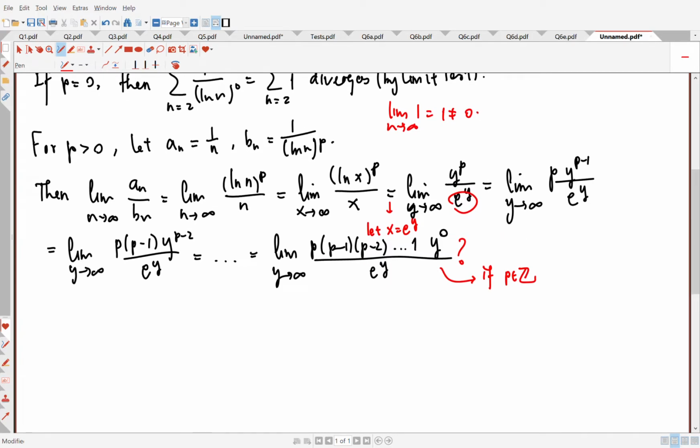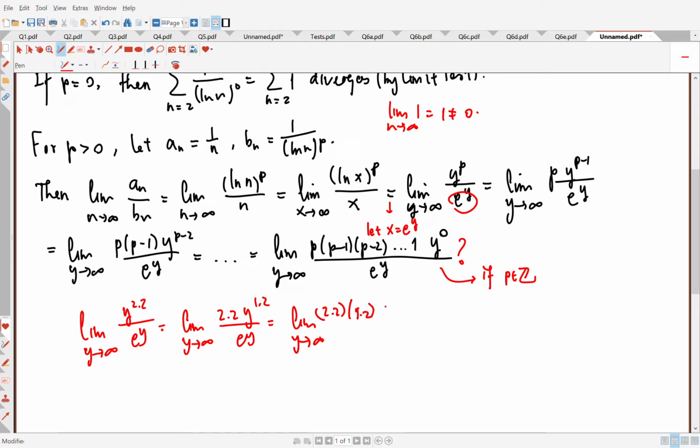Okay, so for example, if p is 2.2, I will have limit of y to the power 2.2 divided by e to the power of y. Apply L'Hôpital's rule once. Then apply L'Hôpital's rule twice. And you see, if we apply L'Hôpital's rule again, this will not be 0, right?